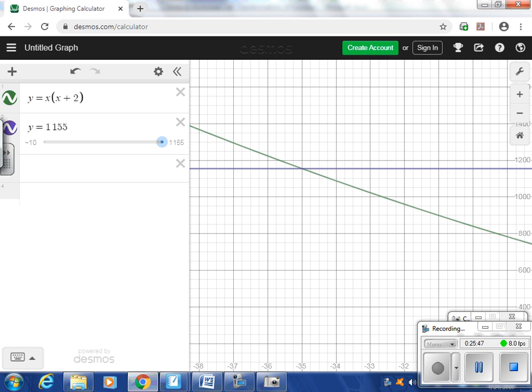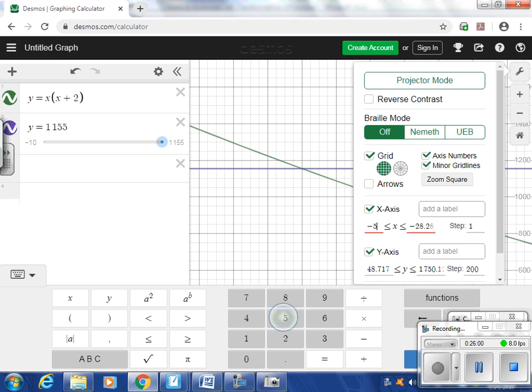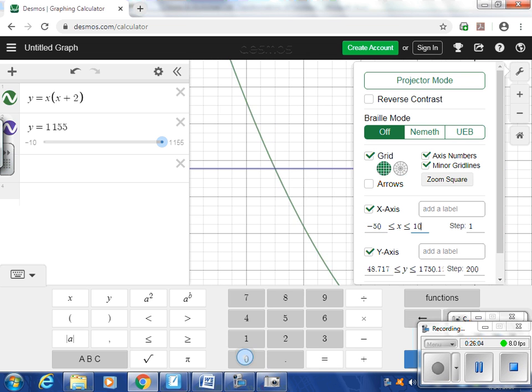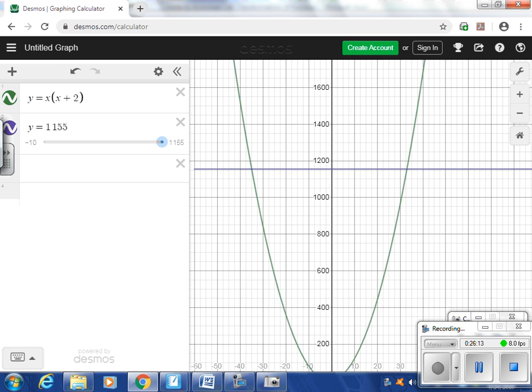And I'm going to have to change my window because I've messed with it on these last two questions. I changed it to 1155, but I can't see the whole window. So let's go from like negative 50 to maybe positive 100. I'm not sure if that's going to do it or not. Let's go by tens. Let's see. Yep, that did it.